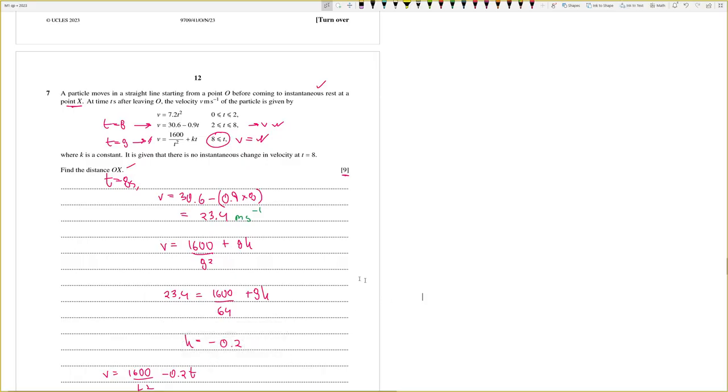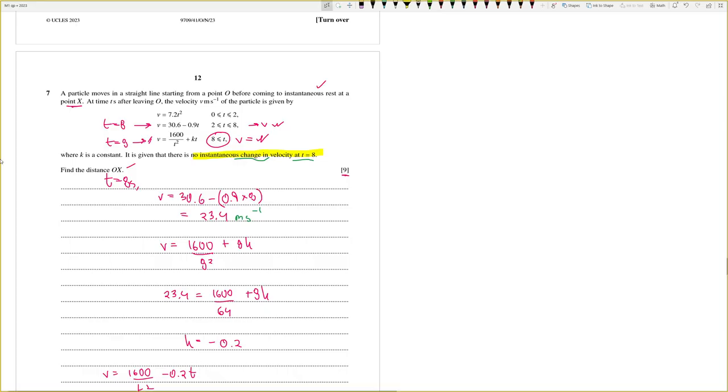We need this for the future. Since this is a 9-mark question, it's huge, right? Whenever you see info like this, you have to do this. Whenever they say that there is no instantaneous change in velocity, always apply the technique that I just did over here. Okay, remember, it will always work.